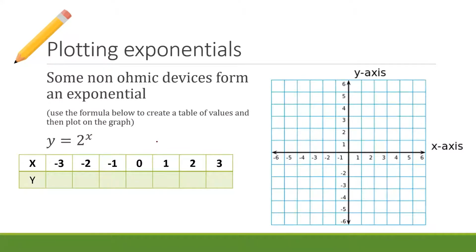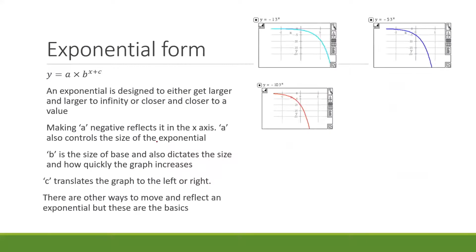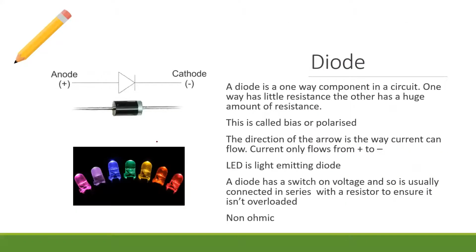And then we did some examples. We looked at some exponentials so you can get an idea of what an exponential looks like. Then we talked about diodes. These were our first non-ohmic device.